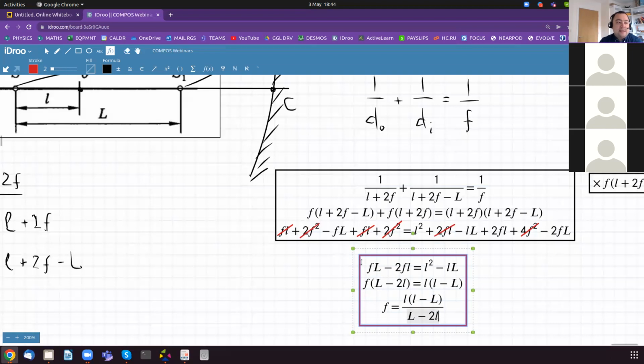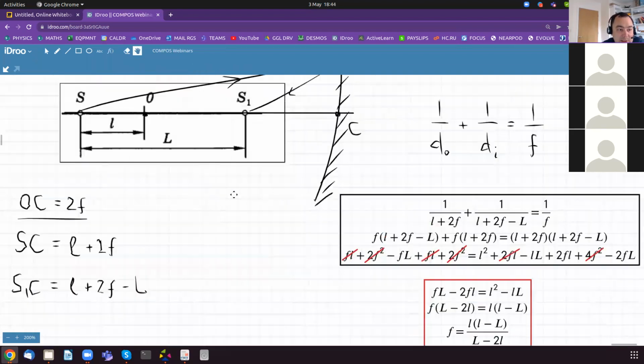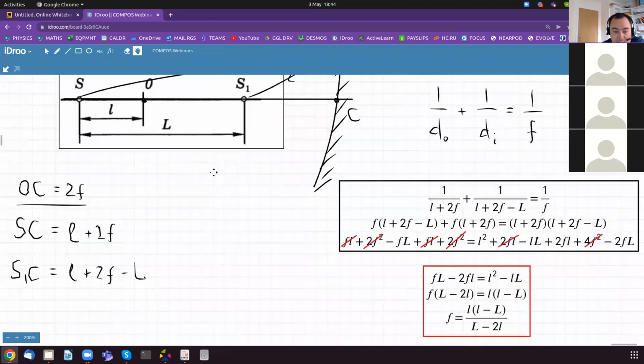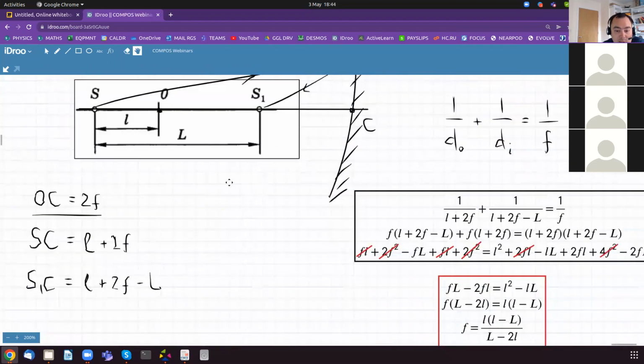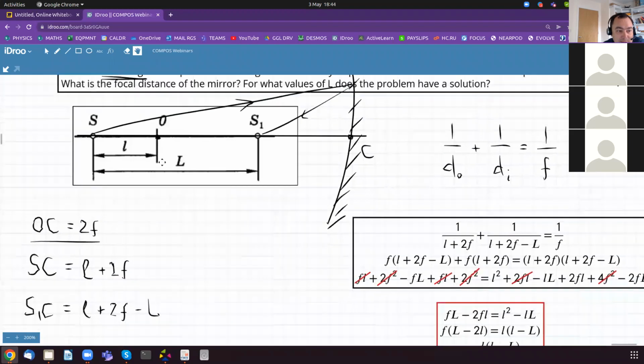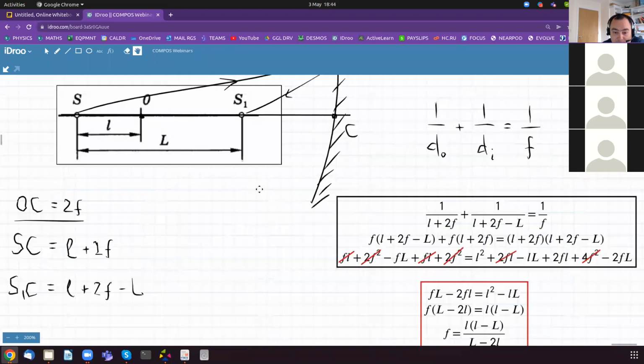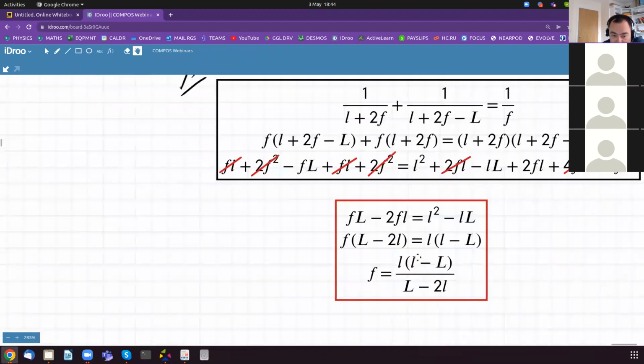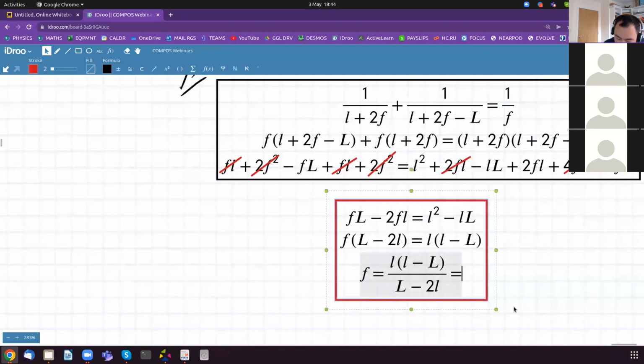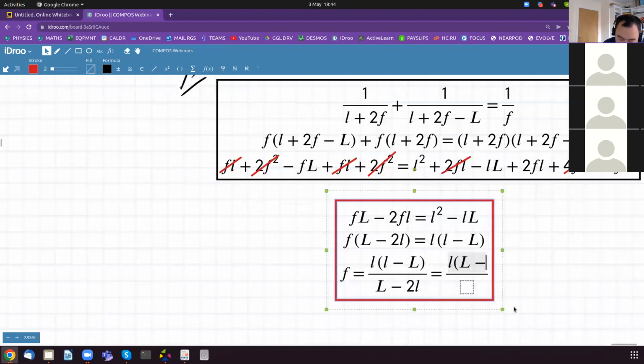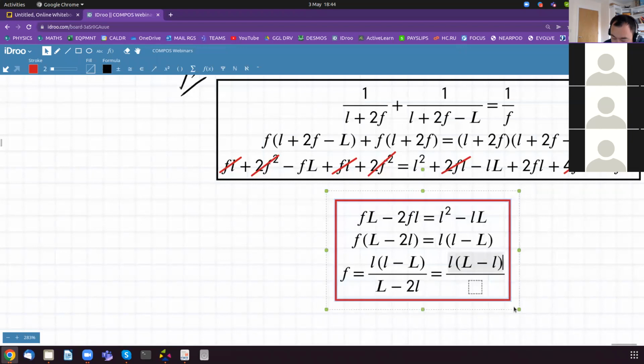Now, the only thing is that L capital is greater than L small. And of course, L capital has to be greater than L small. So this value on top is going to be negative. So what are we going to do? We're going to flip it around. So it's going to be L minus L. Now we have a positive value on the top. And the bottom changes to 2L minus L capital.